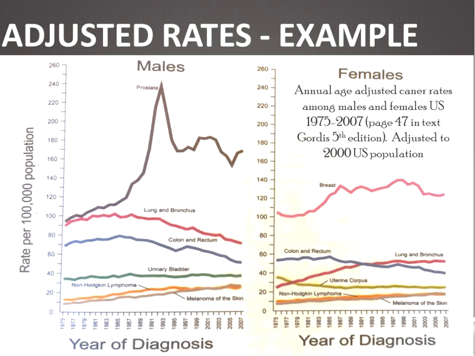And I'm sorry, this is the slide. I said it in the previous slide, but this is a slide where the annual adjusted cancer rates from 1975 to 2007, the rates were adjusted, that denominator, the bottom number, to the 2000 U.S. census populations to normalize the data a little bit more.